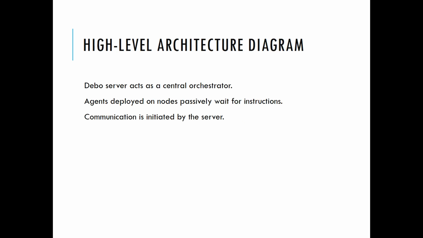Here's a high-level view of Debo's architecture. On the left, we have the Debo server acting as the central orchestrator. It communicates with one or more Debo agents, which are installed on managed nodes. The key thing to notice is the direction of communication. The server initiates all interactions. Agents simply wait, listen, and respond. This makes them lightweight and less intrusive, which is ideal for distributed environments.